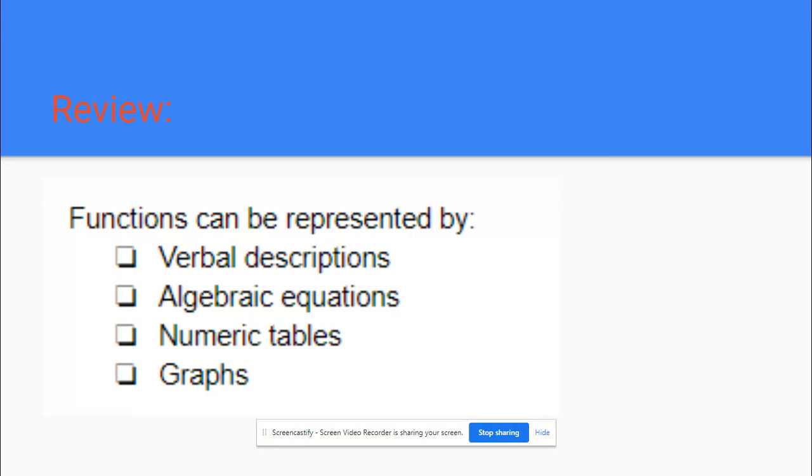So I want to start with y'all by reviewing functions. We can look at a function through a verbal description or a word problem. We can look at a function represented as an algebraic equation. We can look at it in a table, and we can look at it in a graph.